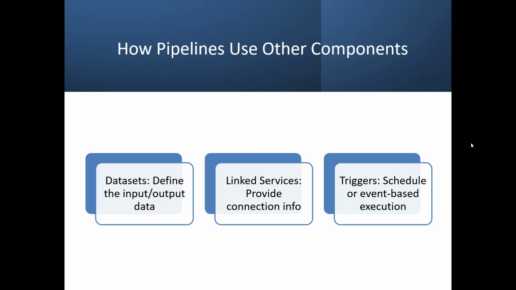So how do pipelines use other components? Datasets define the data structure your pipeline reads and writes. Linked services supply the connection info to access your sources and destinations. Triggers define when a pipeline runs, whether it's manual, scheduled, event-based, or a tumbling window.